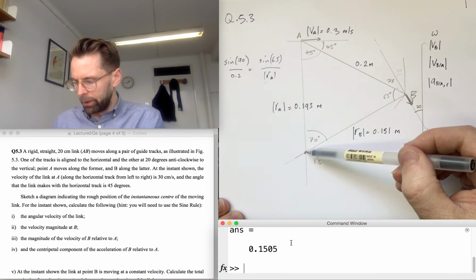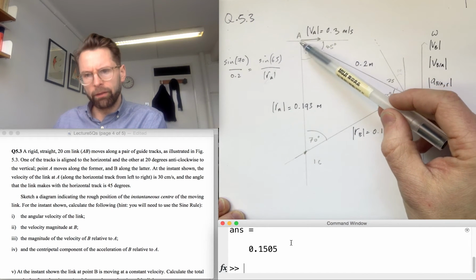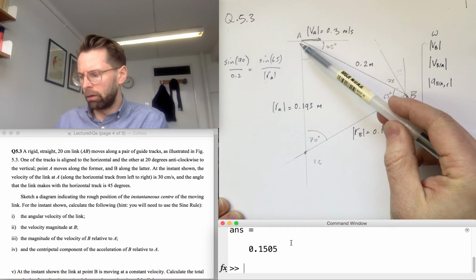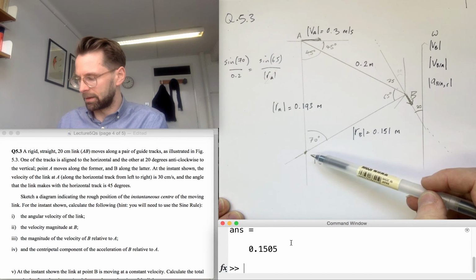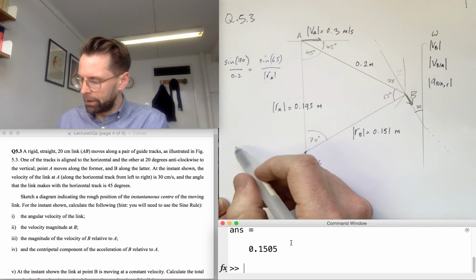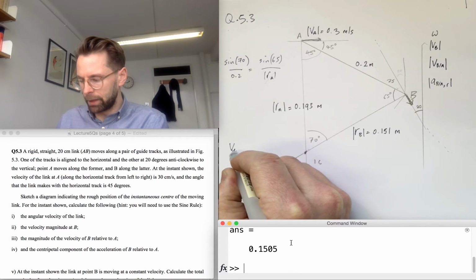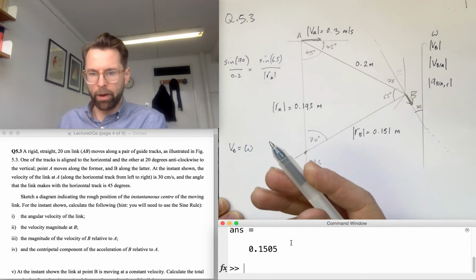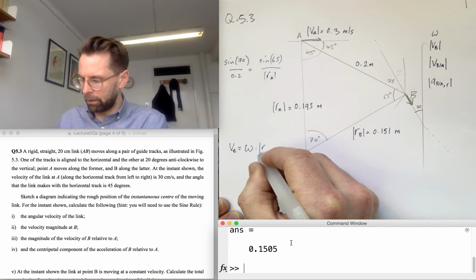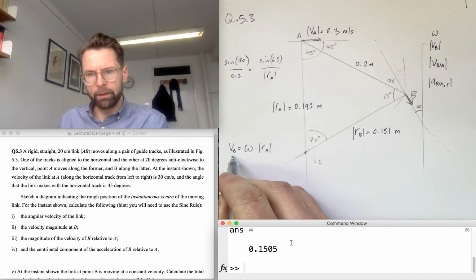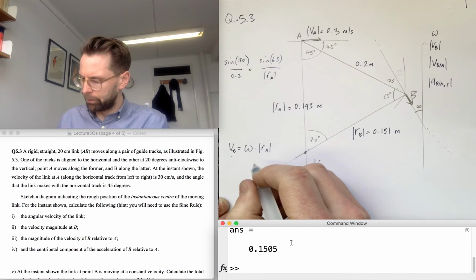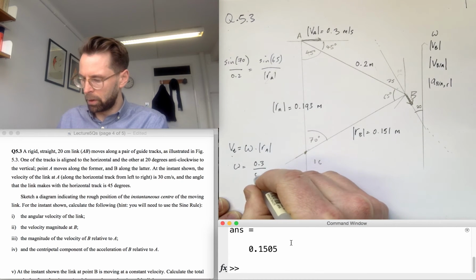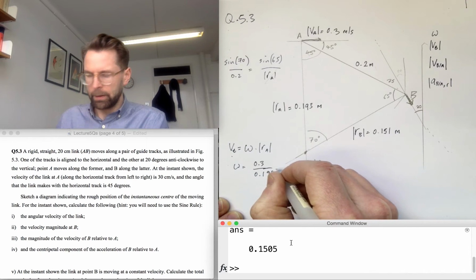Now we can use the fact that we know where the instantaneous centre is. We know that this velocity here, which is the velocity of A, is the tangential component of a fixed axis rotation around the instantaneous centre. So the tangential velocity of this fixed axis rotation is equal to the angular velocity, which is what we're trying to find out, times this length RA, and we know this is 0.3. So omega is going to equal 0.3 over this length, 0.193.